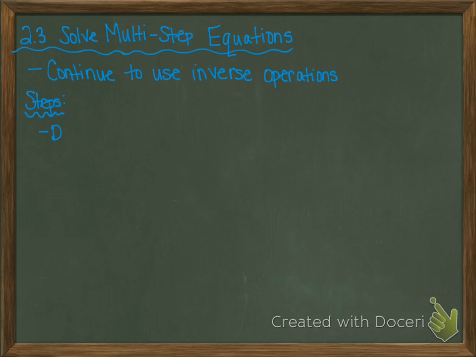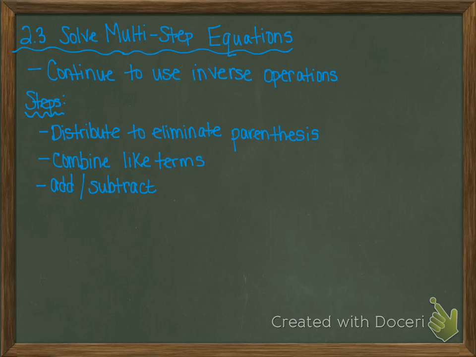Alright, so our steps to solve multi-step equations. First thing we're going to do is to distribute to eliminate parentheses. Now, not every problem is going to have parentheses. However, if it does, that's going to be the first thing that you do. The second step, you're going to combine like terms. Third step, we're going to add or subtract whatever is necessary. And finally, multiply and divide.